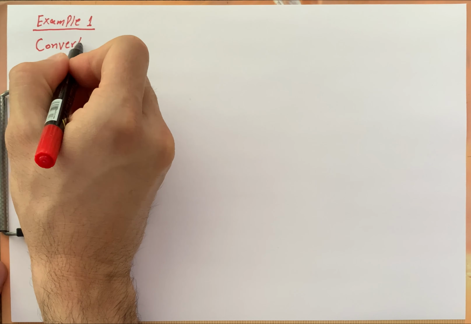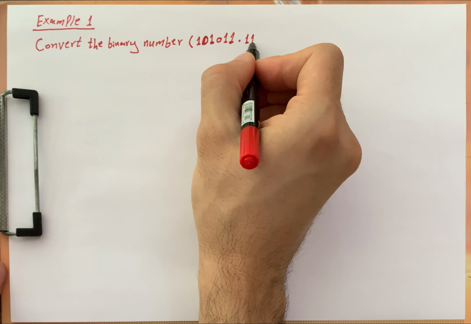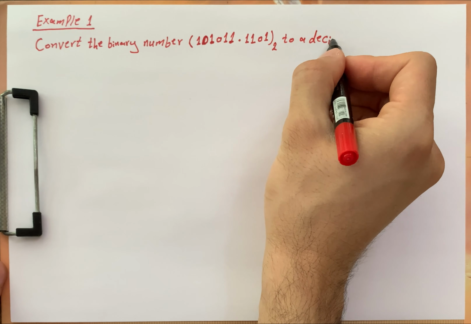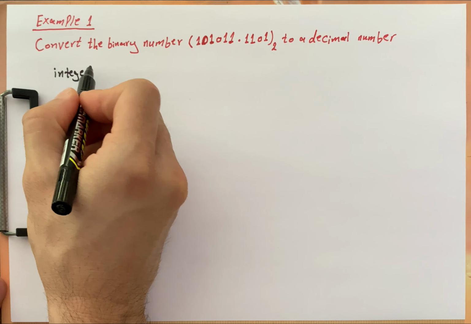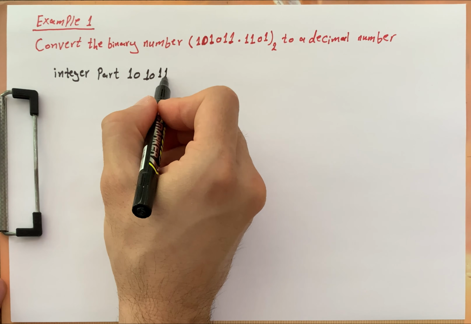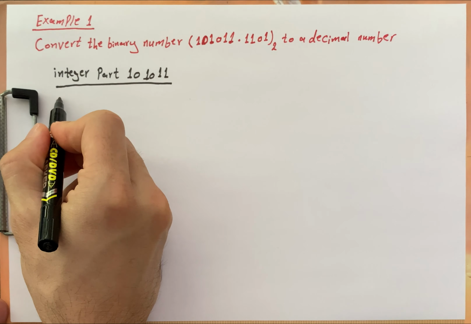Example 1. Convert the binary number 101011.1101 to a decimal number. For convenience, we will take the number as two parts, the integer part and the fractional part. Then we add the two converted parts together. First, we will convert the integer part of the number, which is 101011. We will take the digits from the right to the left.